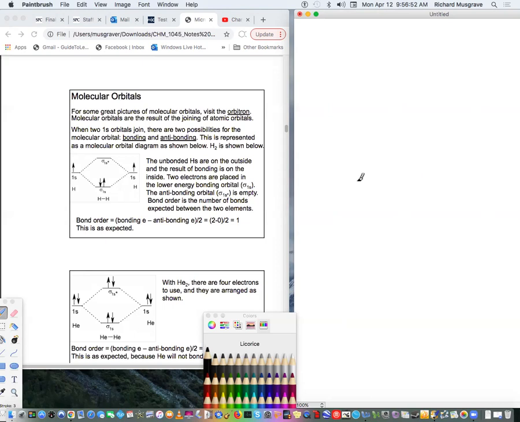So let's say we're looking at this bond here specifically between two hydrogen atoms. We know that if we have a hydrogen atom, it has a 1s orbital, and we have another hydrogen atom that is a 1s orbital as well. We're going to look at what happens when we combine these electrons together to form what we call a molecular orbital, which is the combination of these two electrons.